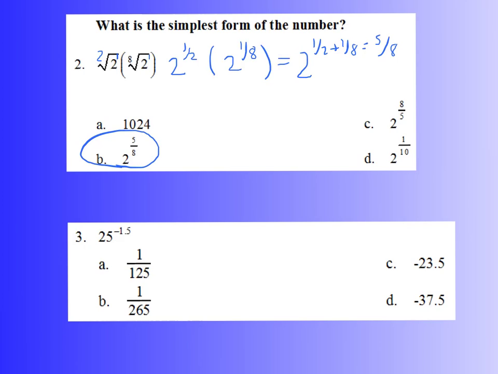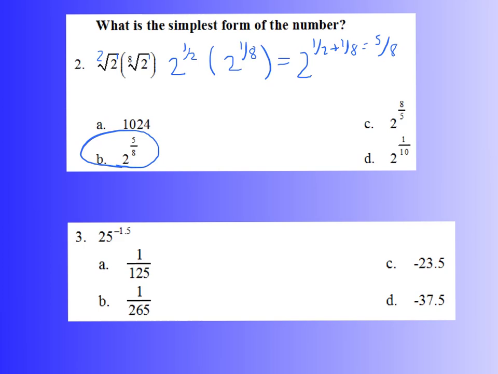Number 3, I see two things. In my exponent, I see a negative and I see a decimal. The negative we take care of by flipping our base over the fraction bar. This decimal we need to turn into a fraction. So I'm going to put 1.5 into my calculator, and I'm going to ask it to convert it into a fraction. Remember, you can use that double arrow button at the bottom right above enter.